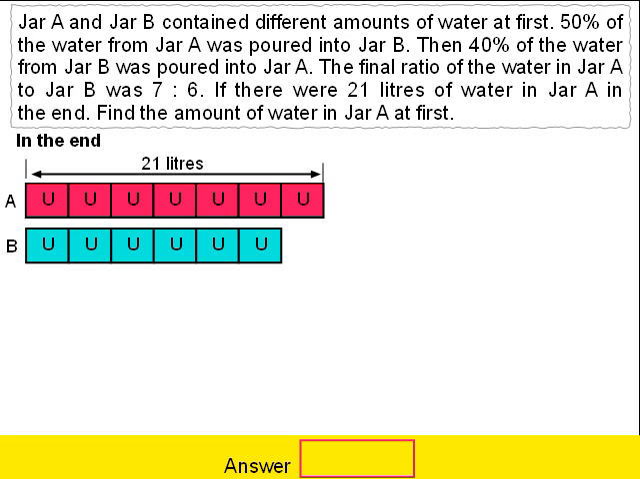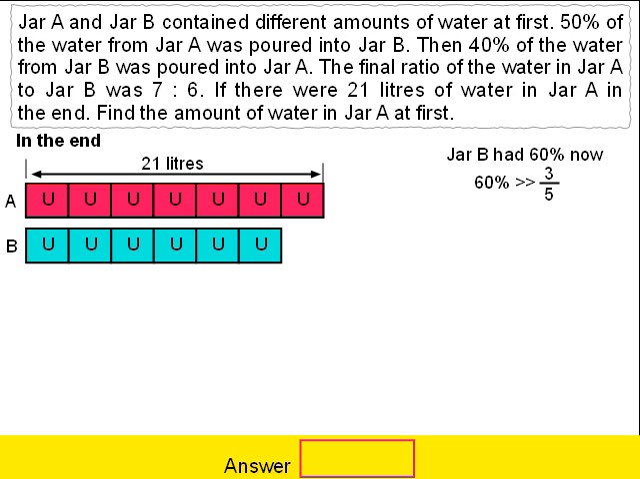Okay, this happened because 40% of the water from jar B was poured into jar A. Okay, that means to say that now jar B is only having 60% of its original water before this, right? Okay, and because 40% of it is in jar A, so we got to take it back. So to take it back, let's take a look. Jar B having 60% now, which is equal to 60% is 3/5. That means jar B is having 3/5 of its water.